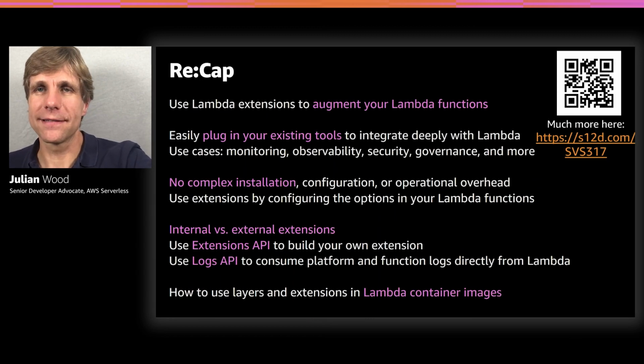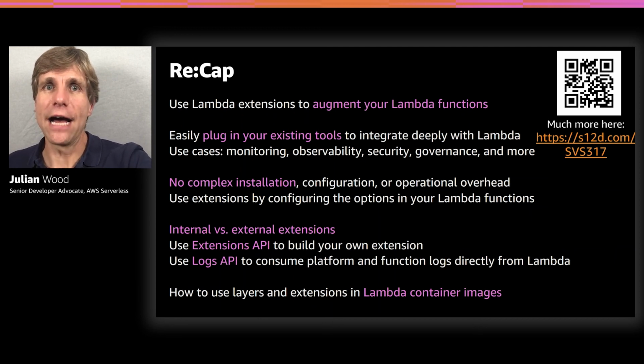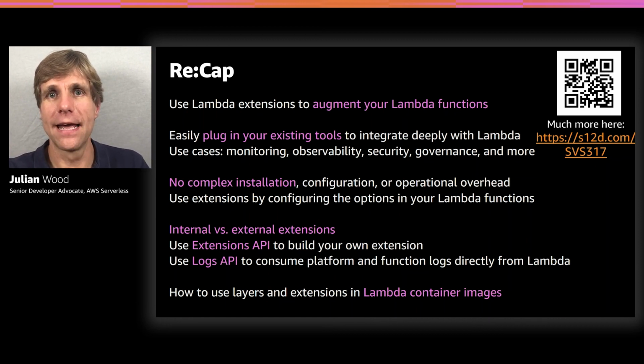So, to summarize, I've been through how Lambda extensions are used to augment your Lambda functions, how you can more easily use your existing tools with Lambda for a number of use cases. With a simple installation and operational model, when using an extension, you configure options in your function configuration. I explained the difference between internal and external extensions, diving deep into the changes into the Lambda lifecycle and showing how you can influence them. And lastly, I showed how you can still use extensions in functions packaged as container images without using Lambda layers.